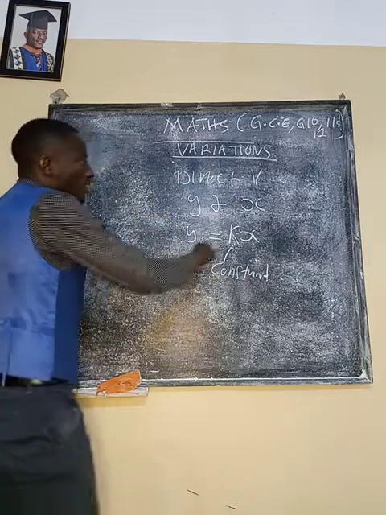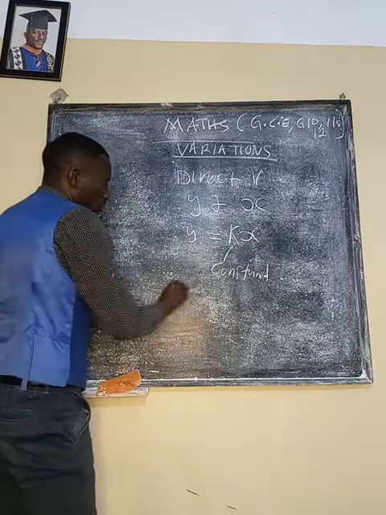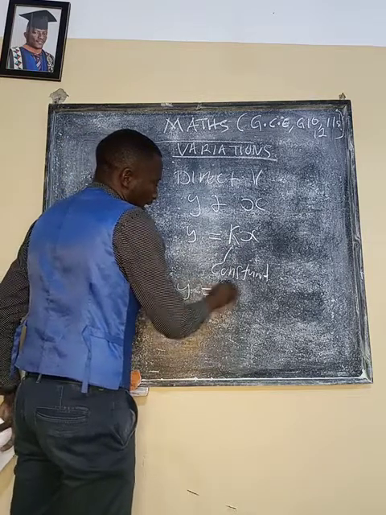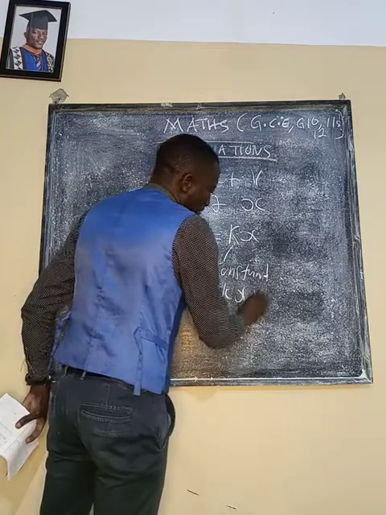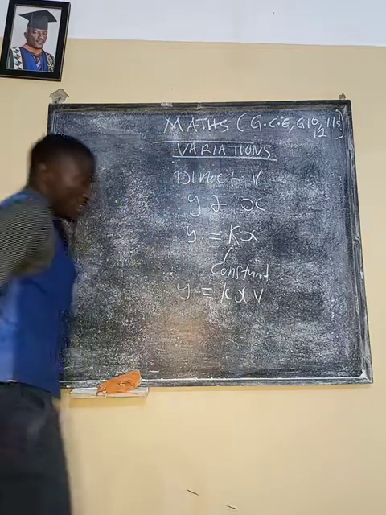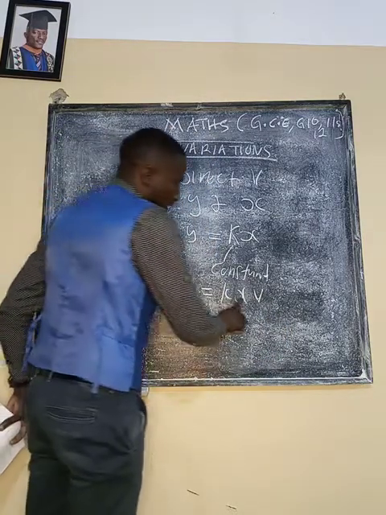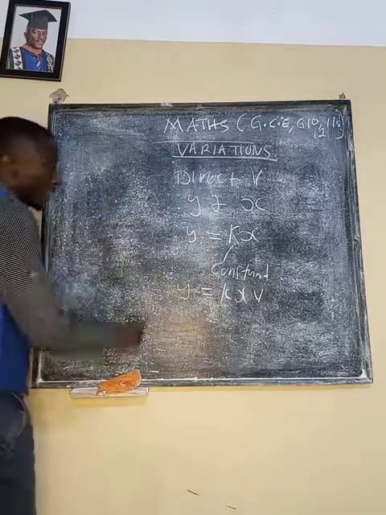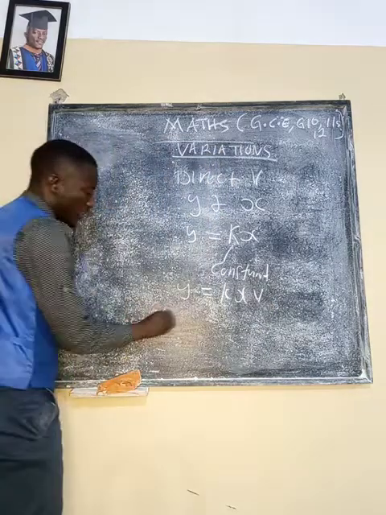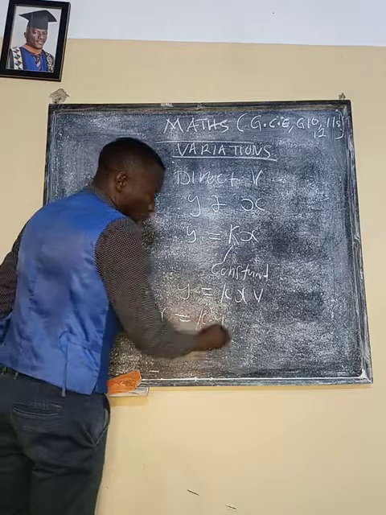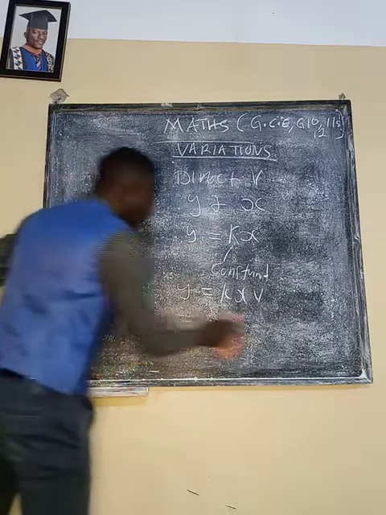So you can have one letter, you can also have maybe k, x, and v, like that. Meaning, y varies directly as x and v. It's not always y. You can have x varying directly as y. So take note of that.